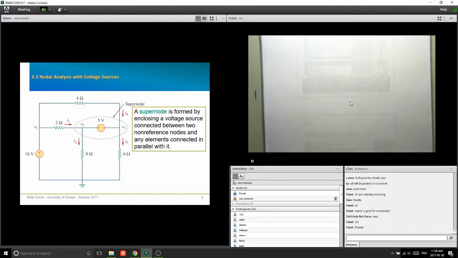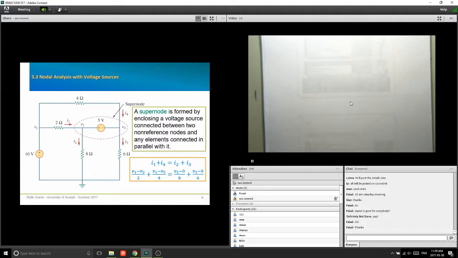So can somebody tell me what are the currents flowing into the supernode? Yes. I1 and I4 are flowing into the supernode. What are the currents flowing out of the supernode? Yes. Okay, so we can write I1 plus I4 equals I2 plus I3, right? That's KCL at the supernode. Now I'm going to express each one of these. I1 is (V1 minus V2) over 2. And be careful with the polarity. I didn't say V2 minus V1. I said V1 minus V2 because of the direction of current flow in the resistor.